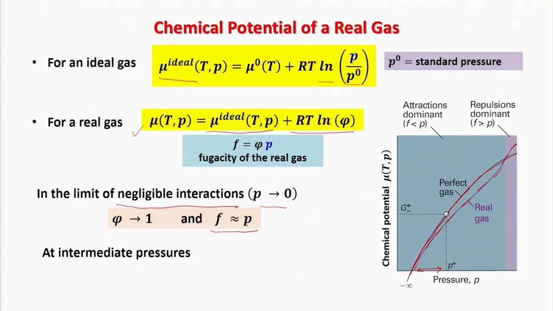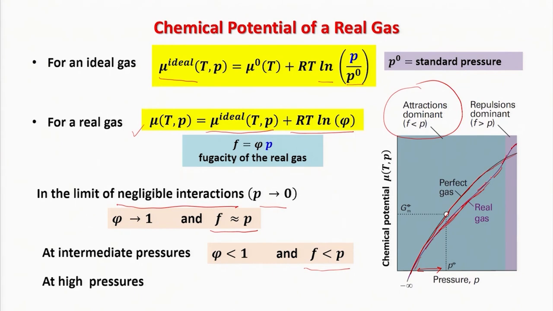But if I am at intermediate pressures, in that case I would expect that the molecules constituting the real gas will have attractive interactions dominating the intermolecular interaction, and under such conditions phi is found to be less than 1, and this would mean that the fugacity would be less than P. Now if the fugacity is less than P and phi is less than 1, then you see that in this intermediate region the real gas chemical potential becomes less than that of the ideal gas.